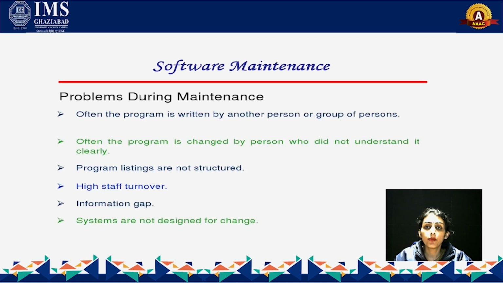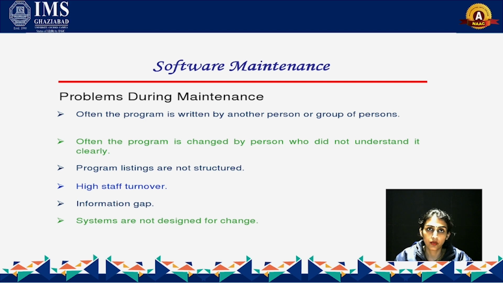Now, there are various problems which arise during the maintenance process. What are these problems? Often the program is written by another person or group of persons, and the maintenance team is different from those who have written the software. Often the program is changed by a person who did not understand it clearly. When the person is not able to understand the program itself, it will be difficult to maintain. Then program listings are not structured properly, so the maintenance part becomes difficult.